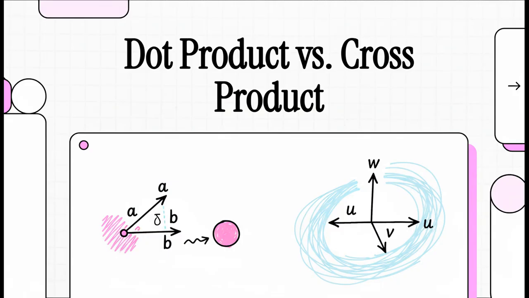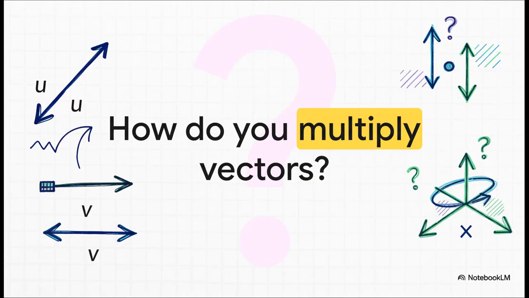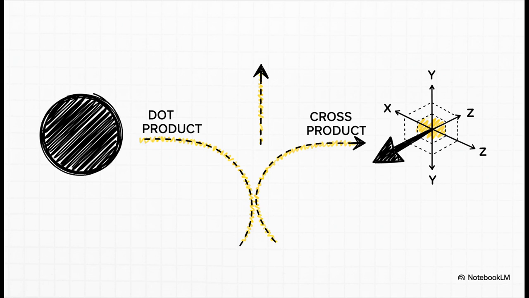So, you want to multiply vectors? Well, today we're breaking down the two main ways, dot and cross products. See, with vectors, it's not as simple as just multiplying numbers. There are a couple of ways to do it. Yep, we've got two big ones, the dot product and the cross product, and they are totally different.